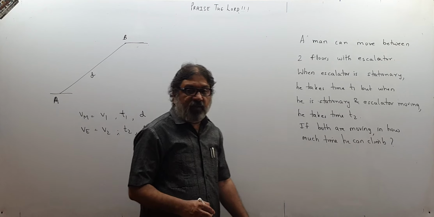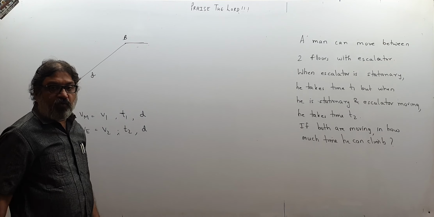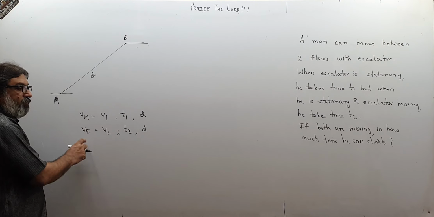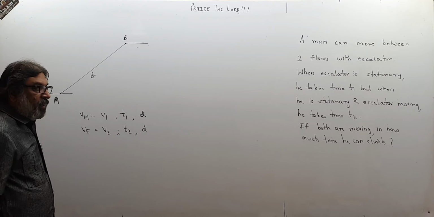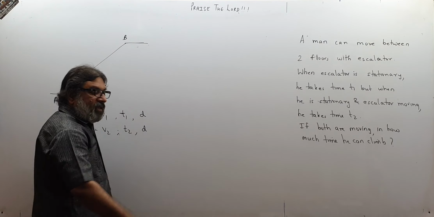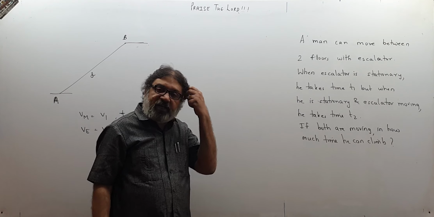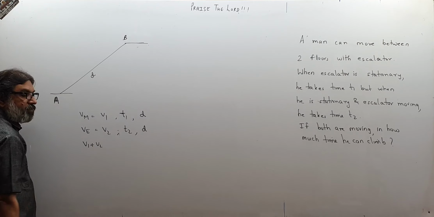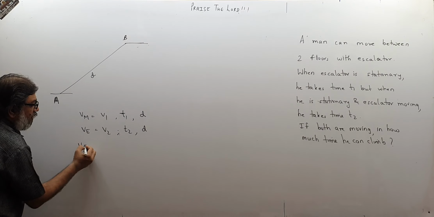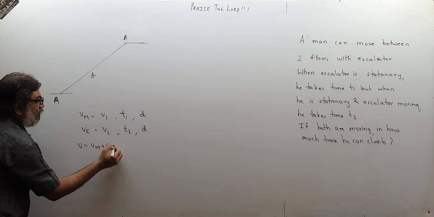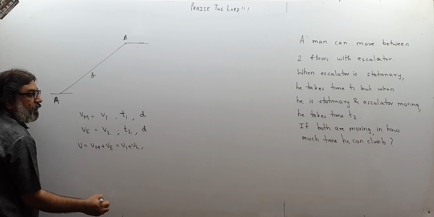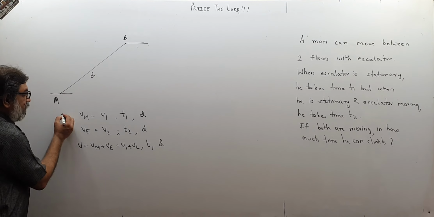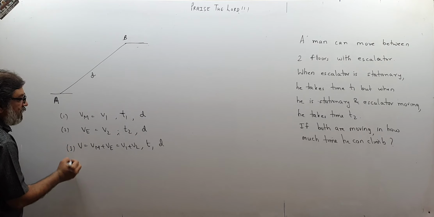If both are moving, then in what time can the man reach the top floor? When both move, what will be the velocity? The velocity of the man plus the velocity of the escalator will get added up, because the man will also move and the escalator also will move. So now my velocity will be v1 plus v2. Time we don't know, and the distance will still be d. So this is case 1, this is case 2, and this is case 3.